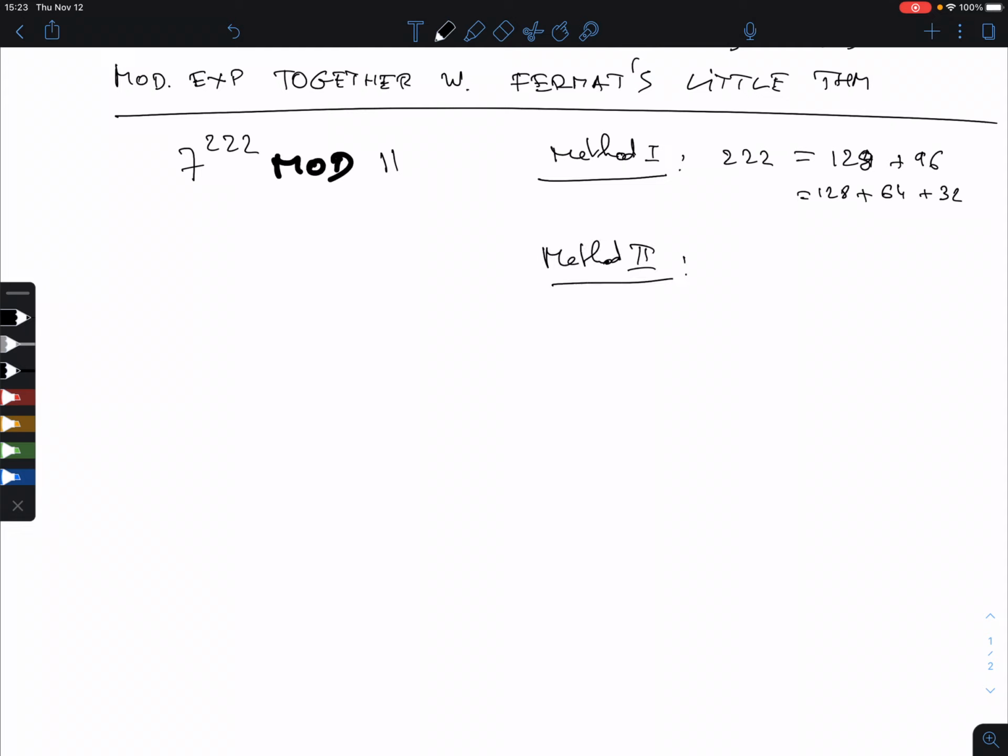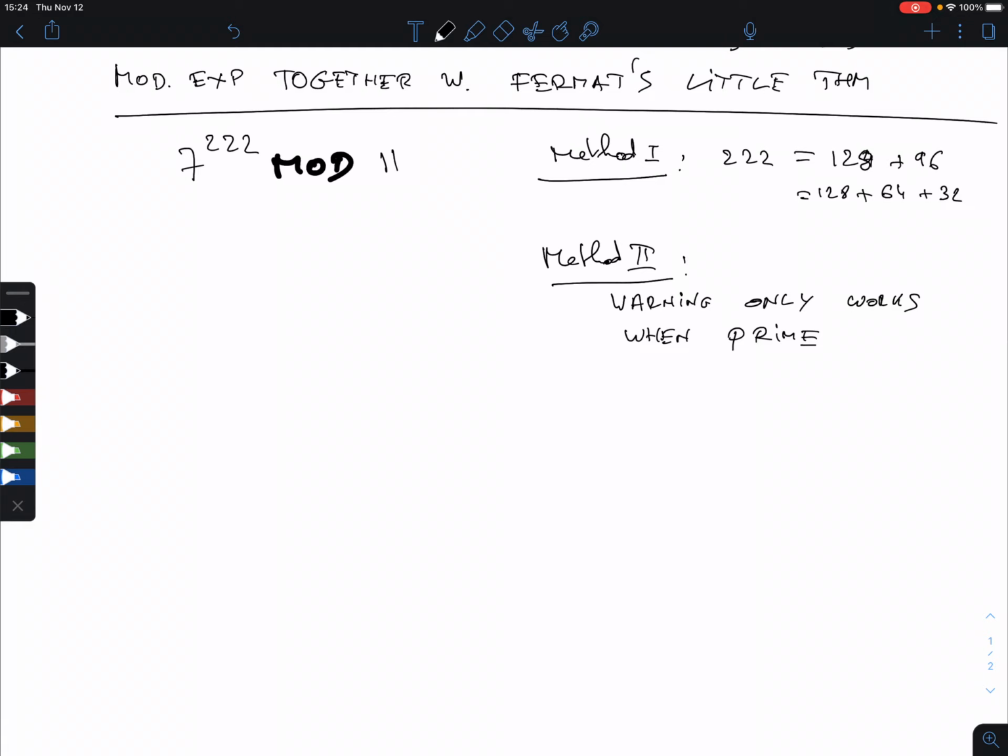But there is a very important caveat, a very good warning. It only works when we are using a prime modulus. 11 is a prime, so it is allowed here.